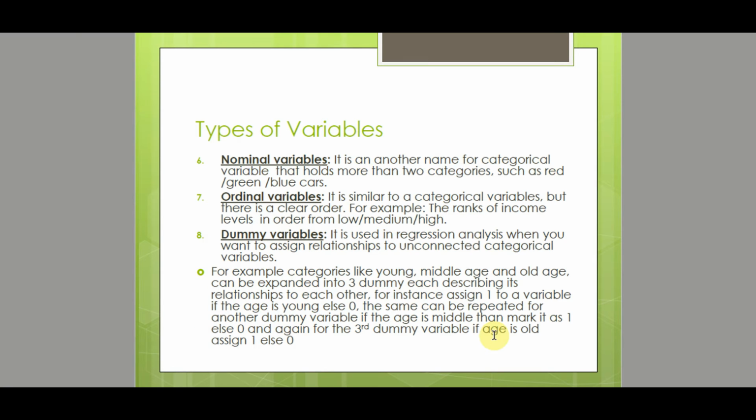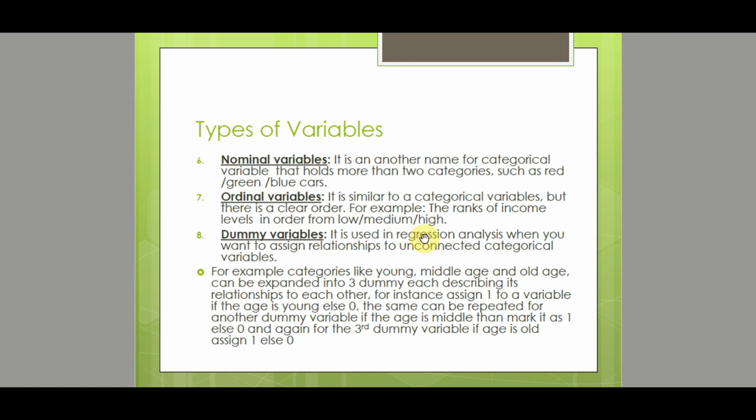A nominal variable is another name for a categorical variable that holds more than two categories of information, such as red, green, blue, car. An ordinal variable is also similar to categorical variables, but there is a clear order, for example, the ranks of income levels in order from low, medium, high.